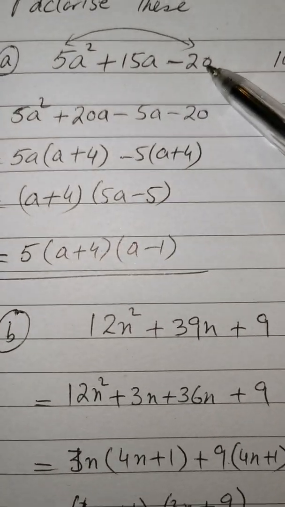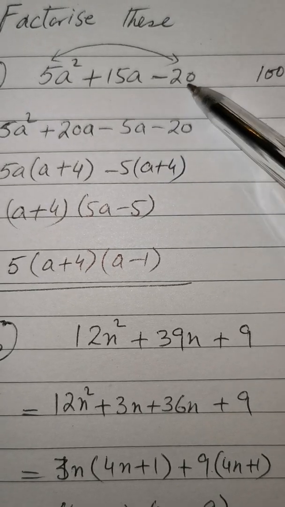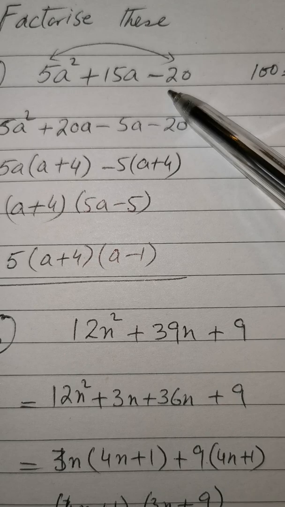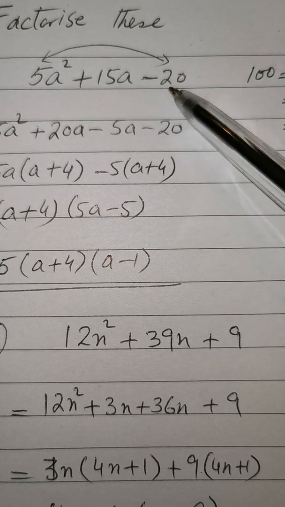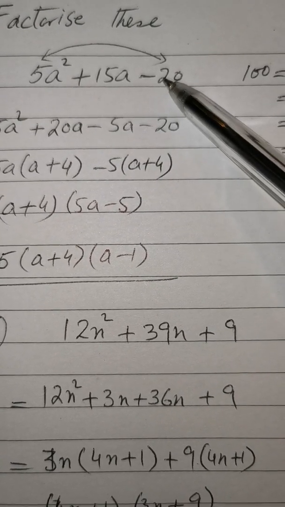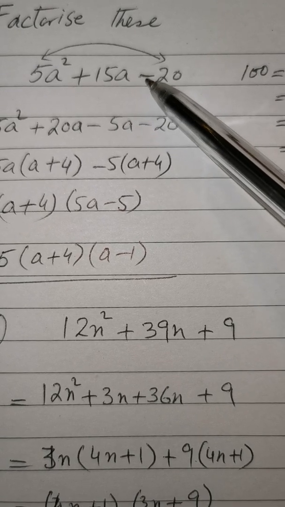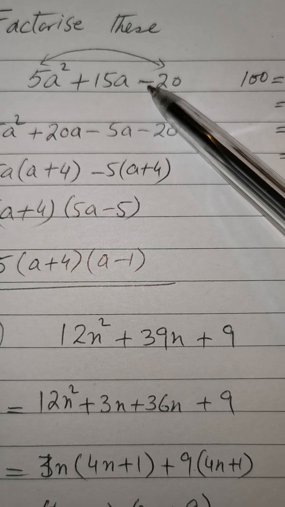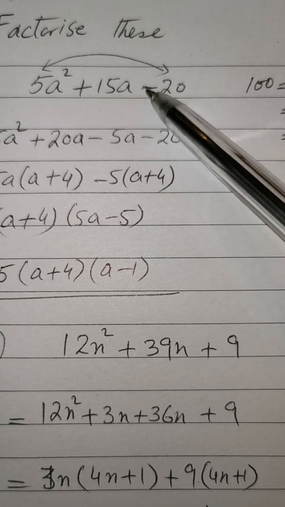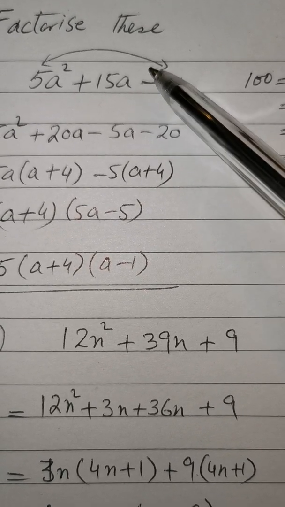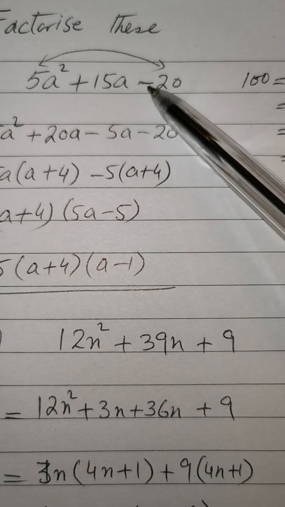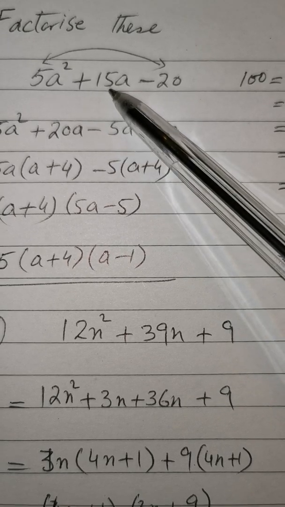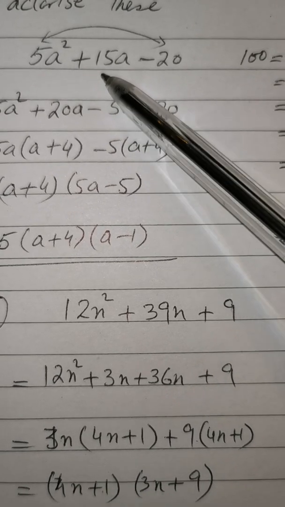So the procedure is the same: we will multiply the constant c with the coefficient of a square. What will be our answer? We will make the possible factors of that answer, and then we will search similarly as we have done previously, seeing whether there is a minus sign or plus sign with the constant. If there is a minus sign with the constant, then we will pick those factors which we will subtract, and then we will get the coefficient of a, right? The same procedure will be applied here.